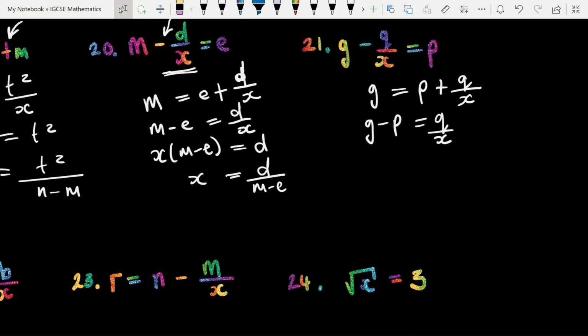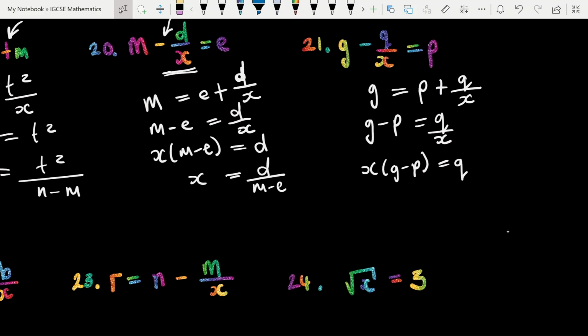Really? Yes. Then what now? I take x to the other side. X is going to multiply g minus p, and it'll be equal to q. Okay? Great job. Now what do I do now? I've taken x to the other side. It has multiplied. Now what next?